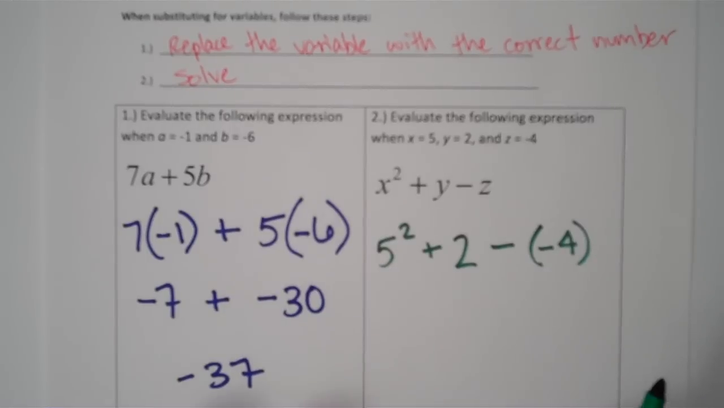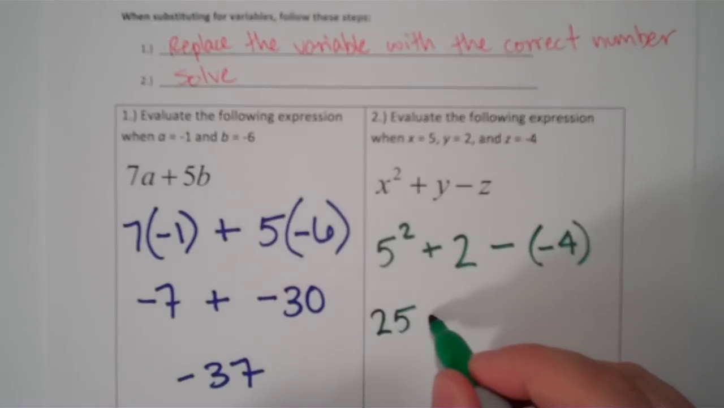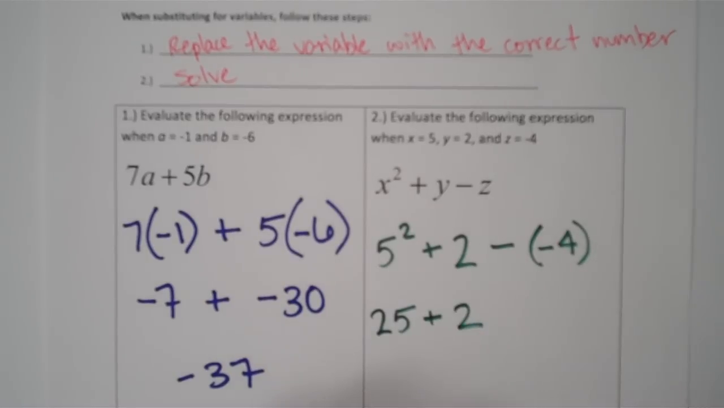Now, order of operations problem. Let's do our exponent first. We get 25 plus 2. And let's go ahead and change it now. We know that when we subtract a negative number, we're really adding. So let's change this to plus 4. And now all this is addition. 25 plus 2 equals 27 plus 4. And then finally our answer is going to be 27 plus 4, or a total of 31. And that's what we get when we evaluate that expression.